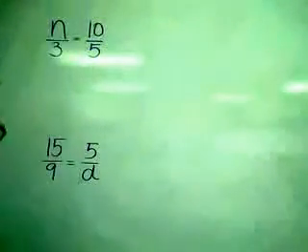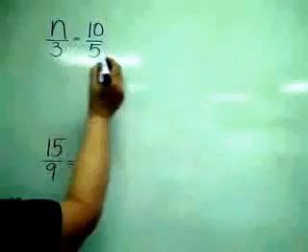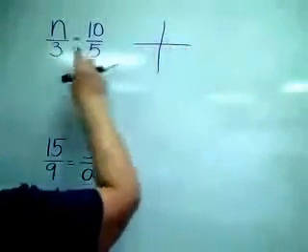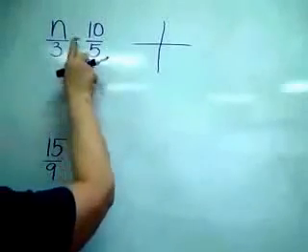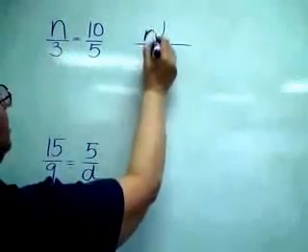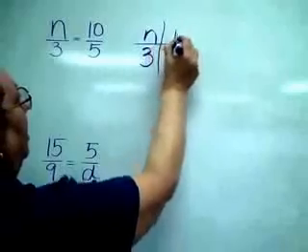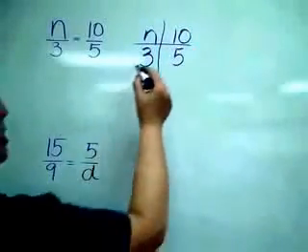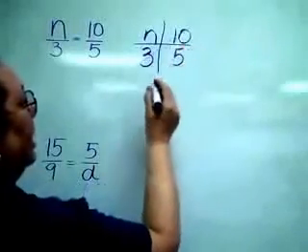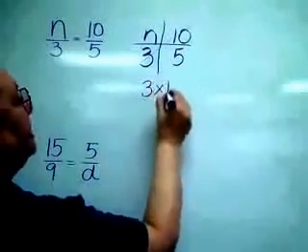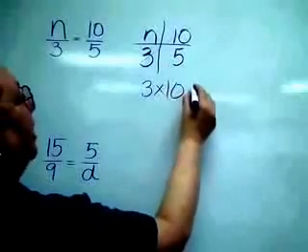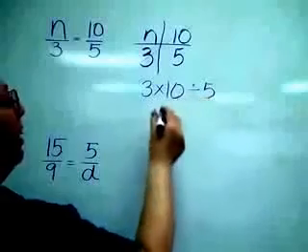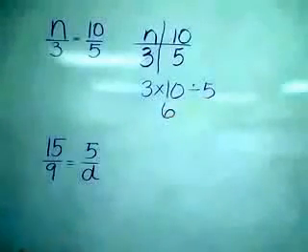Let's do a little bit of practice with these. What I've got on this, I would normally set up into my grid. Make sure that you've got the equal sign because that tells you you have a proportion. So I have n, 3, 10, and 5. So now I am going to cross multiply. I multiply the 3 times 10, and then I'm going to divide by the 5. So 3 times 10 is 30, divided by 5 is 6.